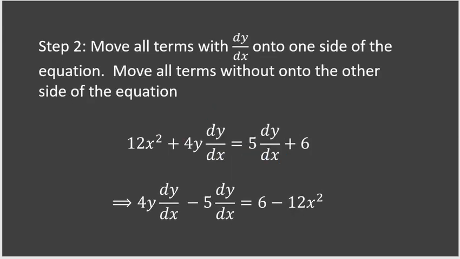So now we're on to step 2. Now that you have differentiated both sides of your given equation with respect to x, you're then going to move all the terms that contain a dy over dx onto one side, and all the terms that don't have a dy over dx in them onto the other side. So you can see I took this guy and moved it over to this side of the equation, and then I took that 12x squared and moved it over to the right side of my equation, and that gets me my second line there.